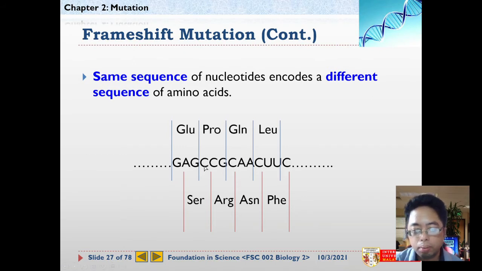A certain sequence of nucleotides encodes a different sequence of amino acids. You can see here, GLU, PRO, GLN, LEU. Okay. What if this frame shift mutation happens? Now we have AGC, serine, CGC, arginine, AAC, ASN, UUC, valine. Four totally different amino acids compared to the original.